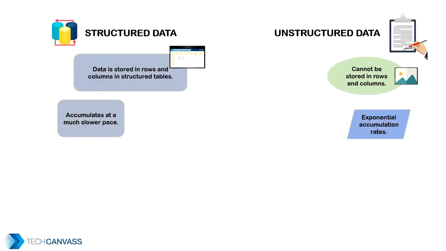Structured data accumulates at a much slower rate in comparison with unstructured data. Every single day, the bulk of data produced is unstructured in nature, like emails, texts, social media data, reviews, and so on. IDC and Seagate predict that global data will grow to 163 zettabytes by 2025, and the majority of that will be unstructured.